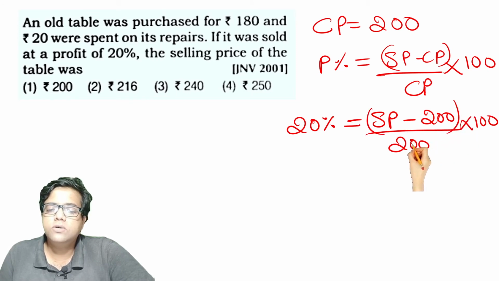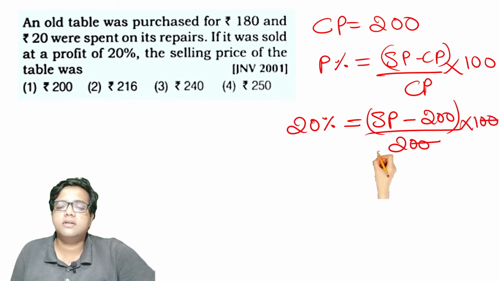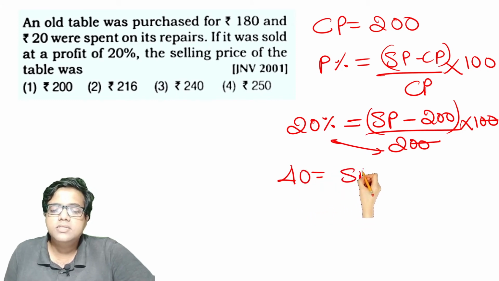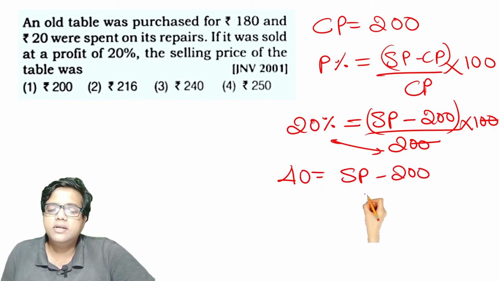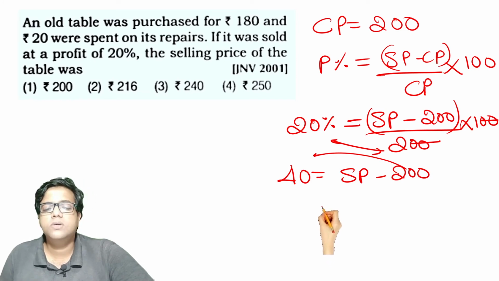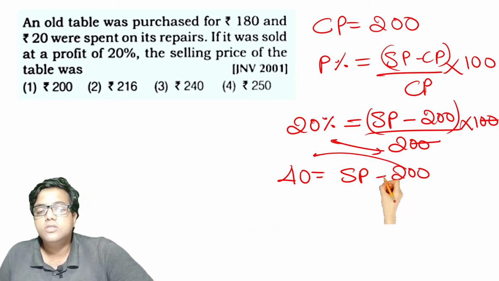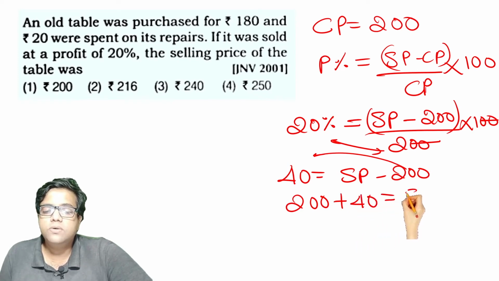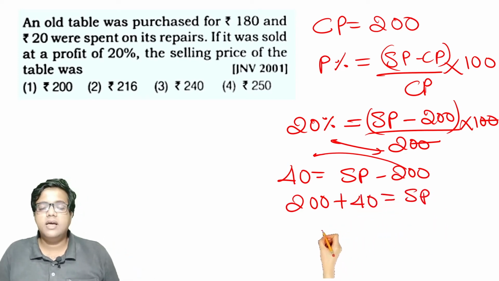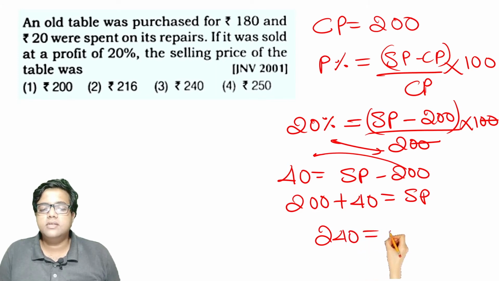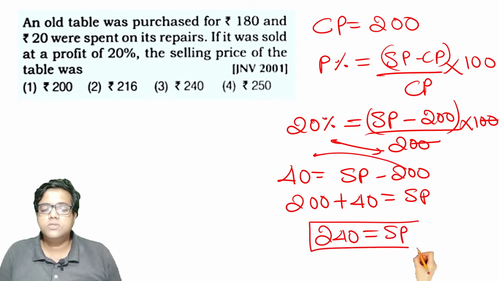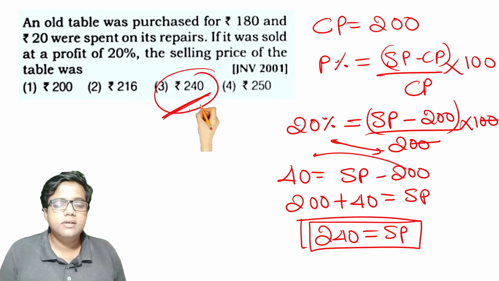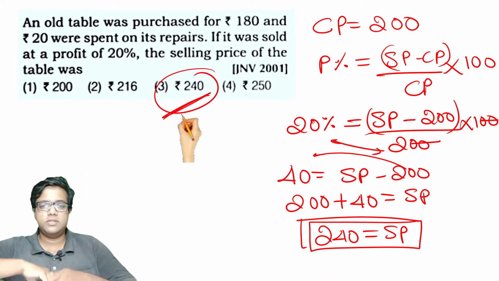So two zeros cancel away here, 2 gets cross multiplied, so 40 is equal to selling price minus 200. This 200 crosses over to the other side, so the minus sign becomes positive. 200 plus 40 is equal to selling price, so we have 240 is equal to selling price. This is the right answer for this question. 240, option 3 is the right answer.